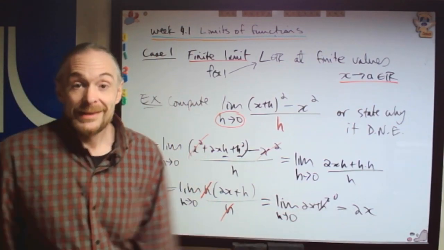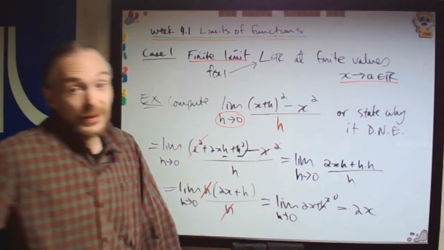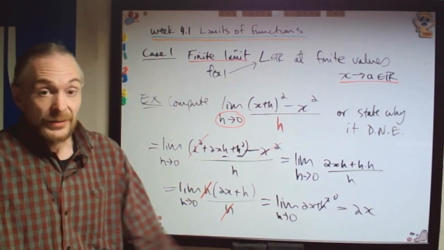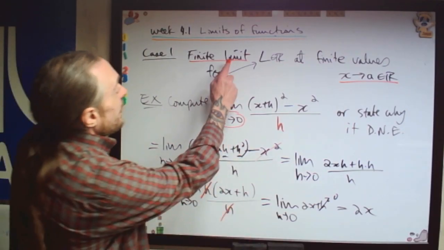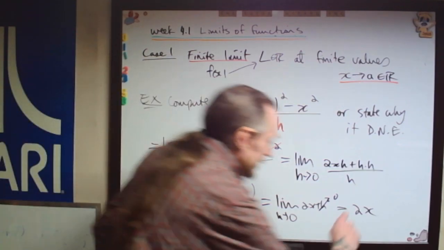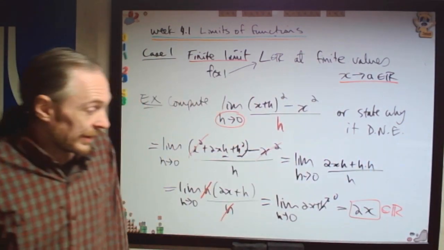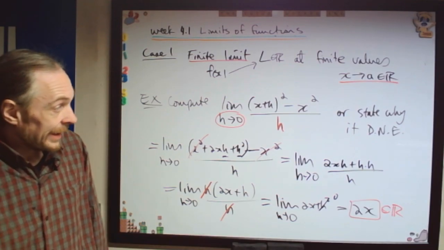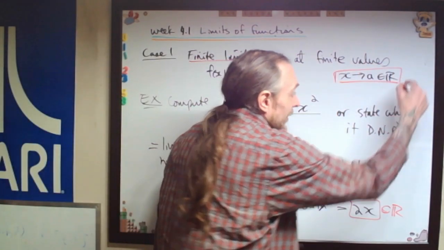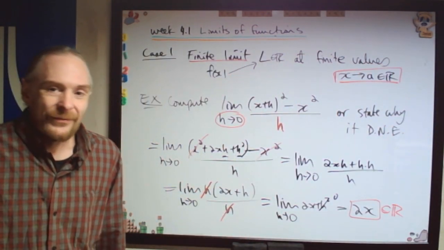Why are we doing limits? Eventually I'm going to show you that this was a derivative of x squared, and then we're going to show how to compute these things. But the finite limit was this guy, which is just a finite number, plus or minus. It's not plus or minus infinity, and that happened at a finite value. So this is a finite limit at a finite value.